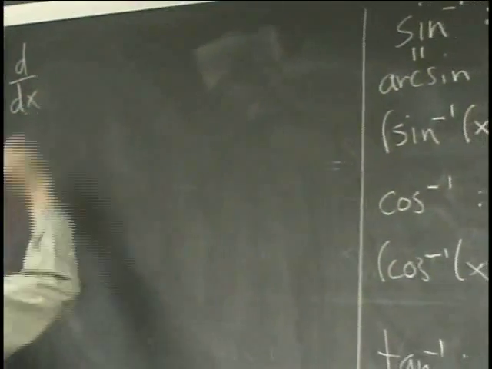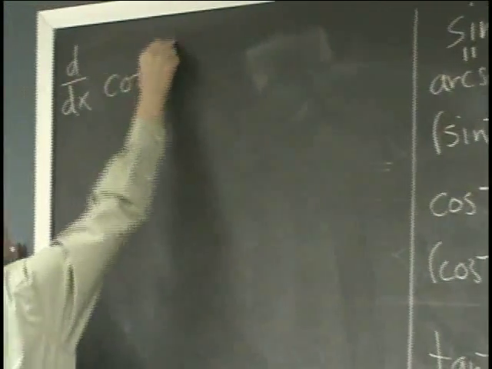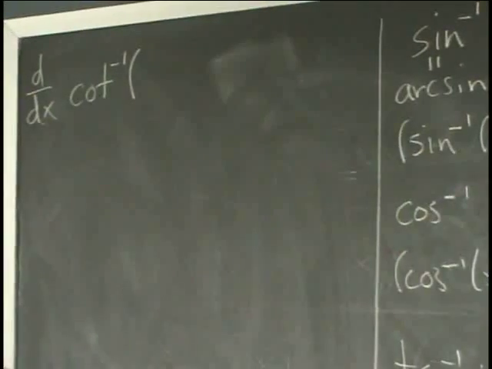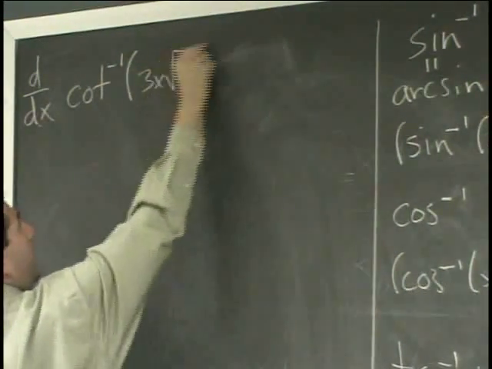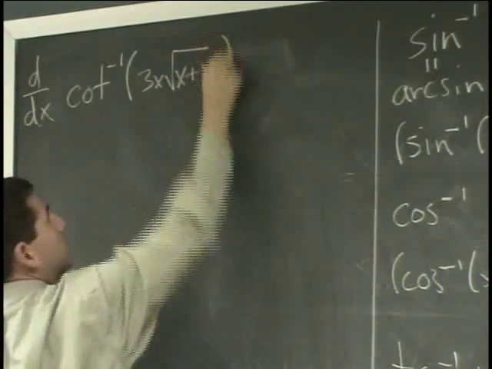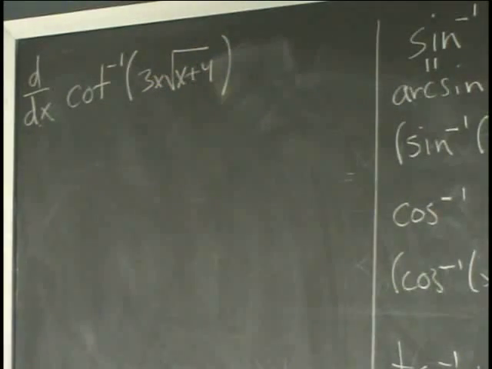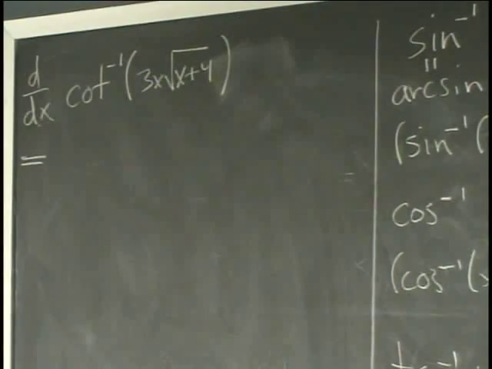Let's try computing the derivative of the arc cotangent of, oh, let's say 3x root x plus 4. Okay, so this is pretty gnarly. All right, what rules are we going to have to use here? Chain and product. We have to use the chain rule and the product rule, right?